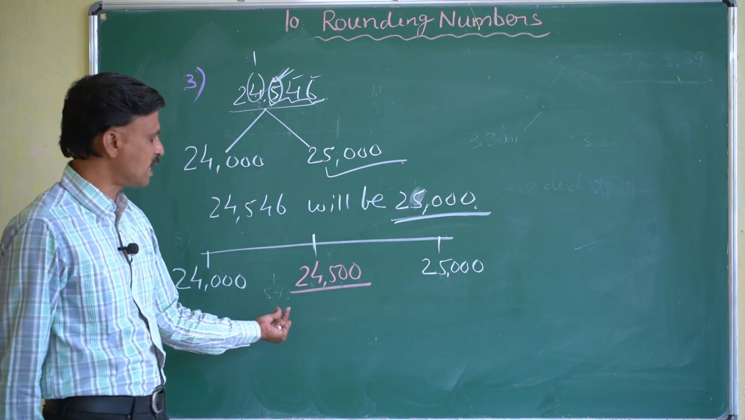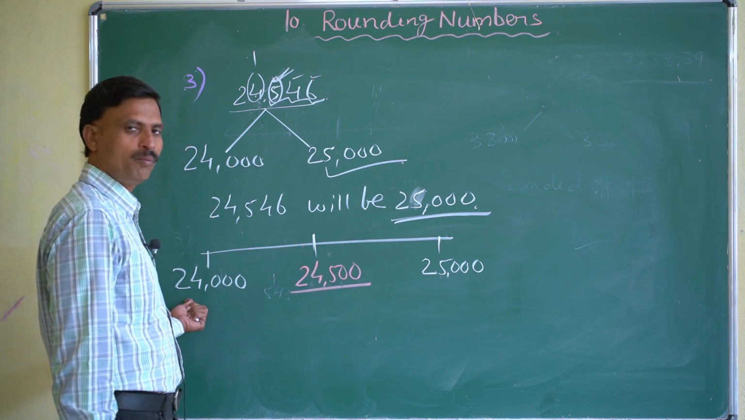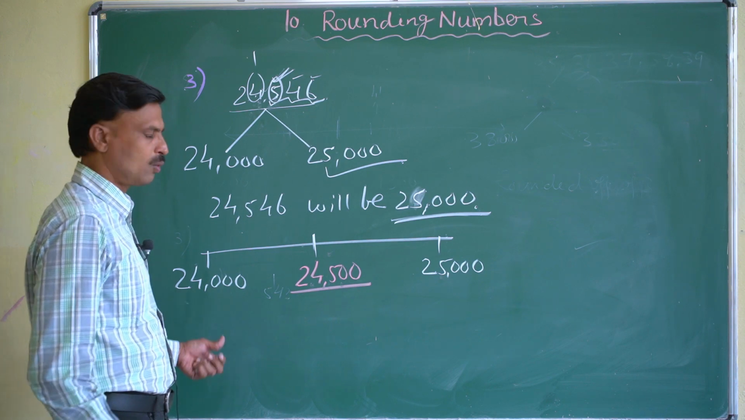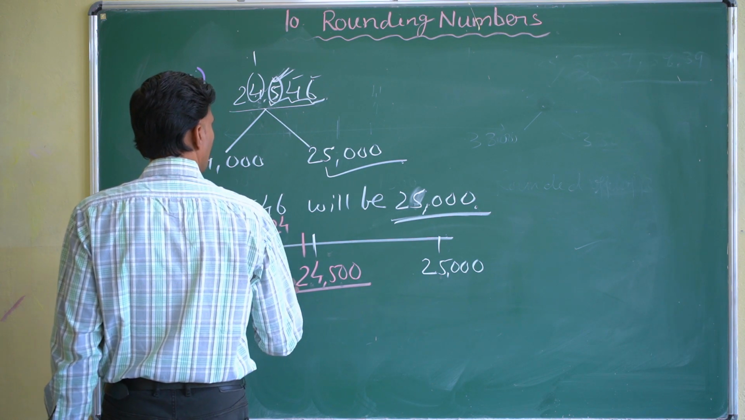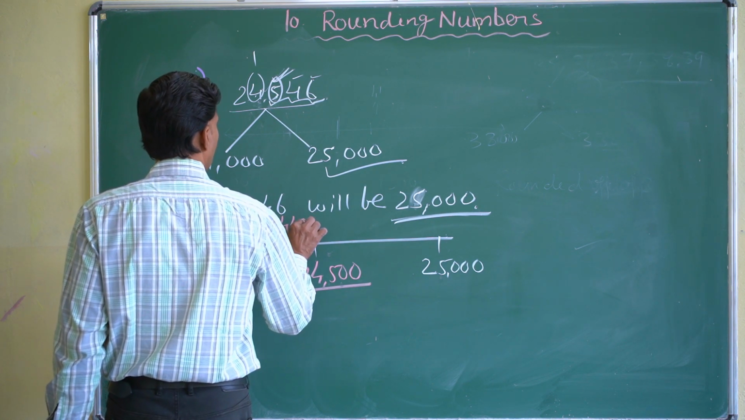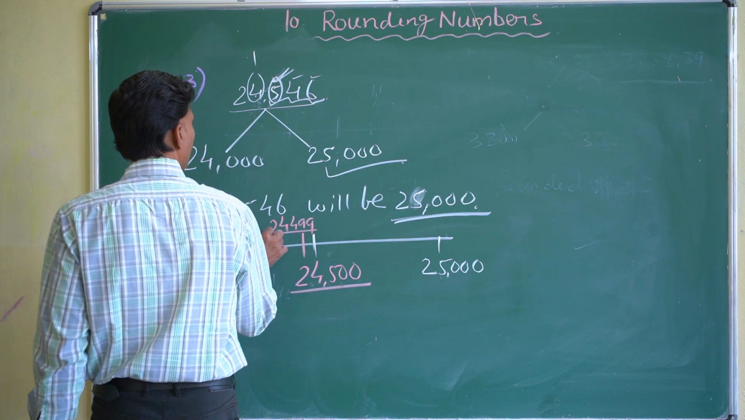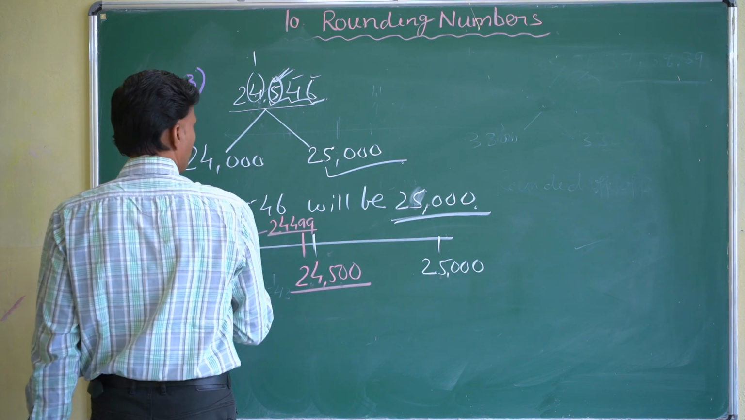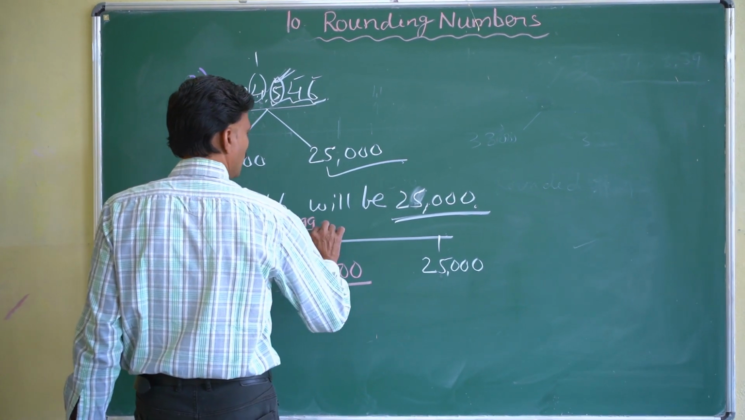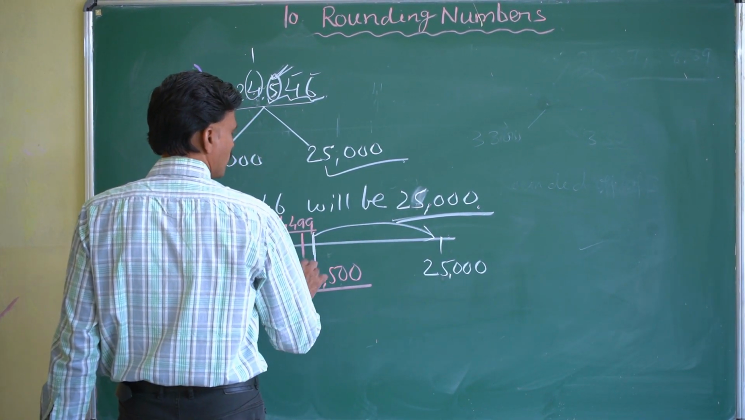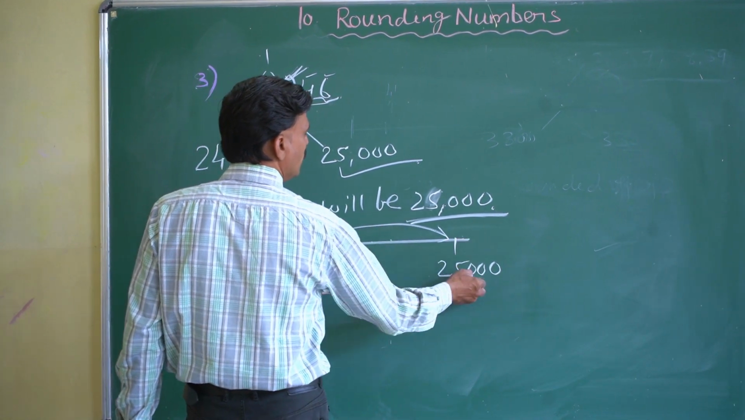And the value which is even one number less than this will give the round off value 24,000. Means if the value is 24,499 instead of 546, all these values, when rounded off, will give 24,000. But 24,500 included, and all more values will give 25,000.